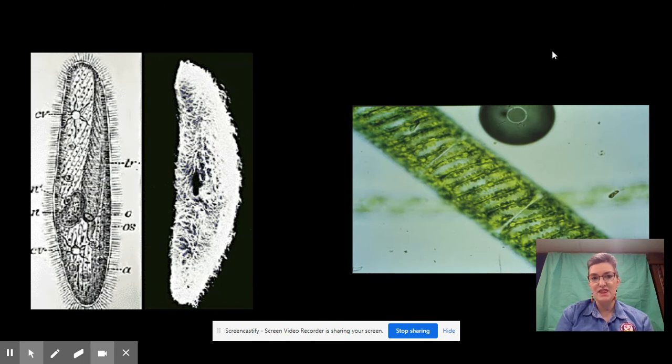So obviously the really close microscope images here are not going to be what they were able to see, but you can see some pen and ink sketches that were made by early scientists.